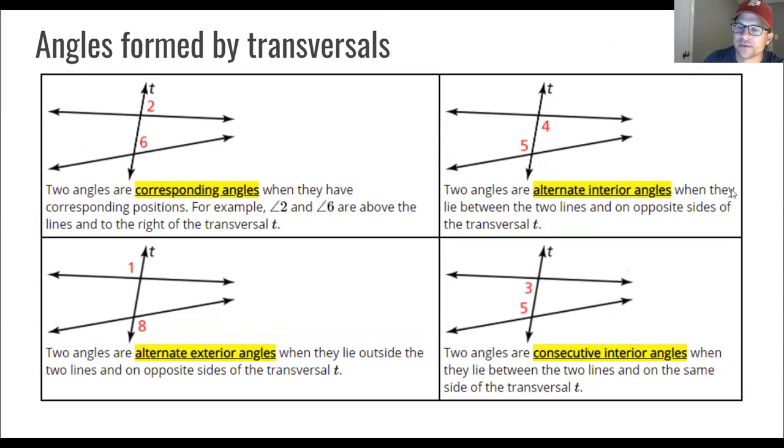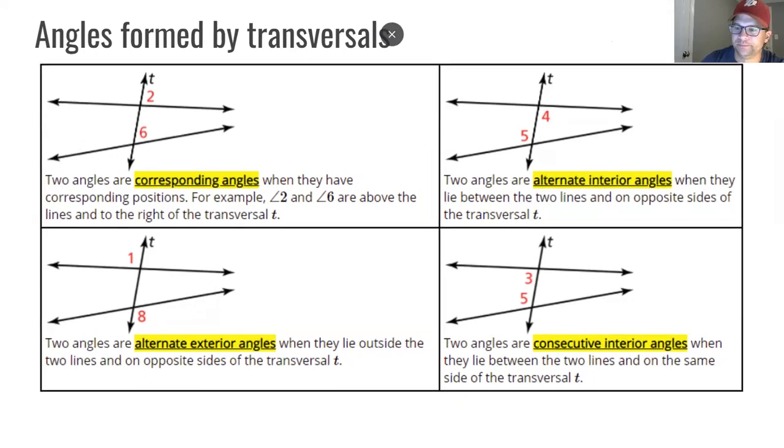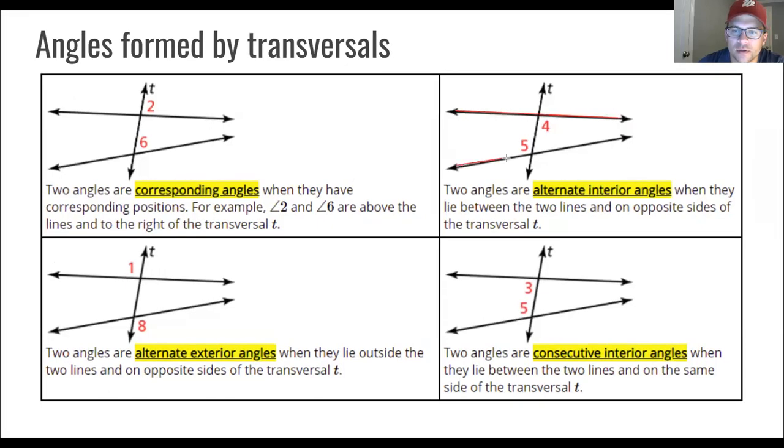Alternate interior angles. Alternate interior angles are when they are between your 2 lines, but on different sides of the transversal. So between your 2 lines means they are between those 2 red lines. Anything on the inside of those 2 red lines would be considered interior. And then on your transversal, alternate means that they have to be on opposite sides. So notice how 4 is on the right-hand side and 5 is on the left-hand side. Those are alternate interior angles.